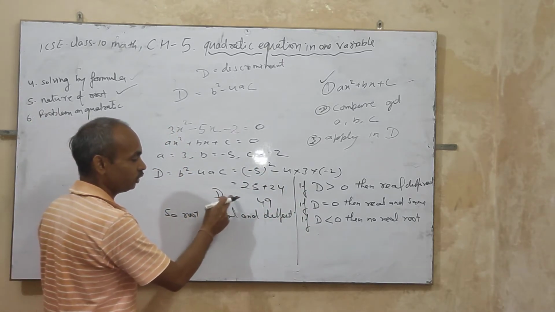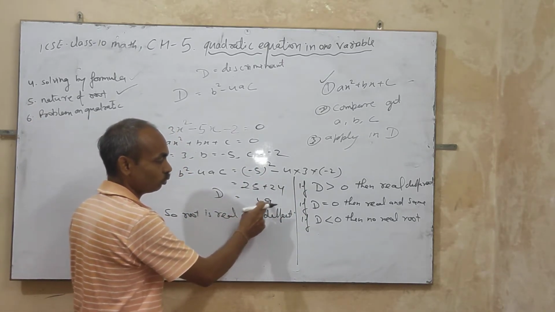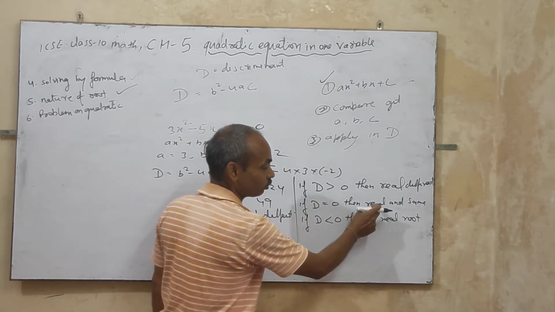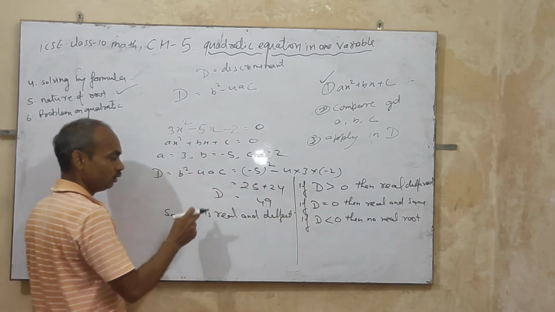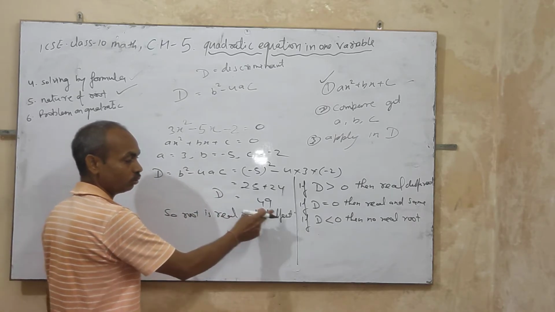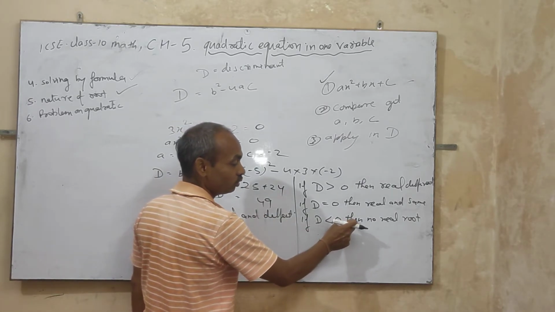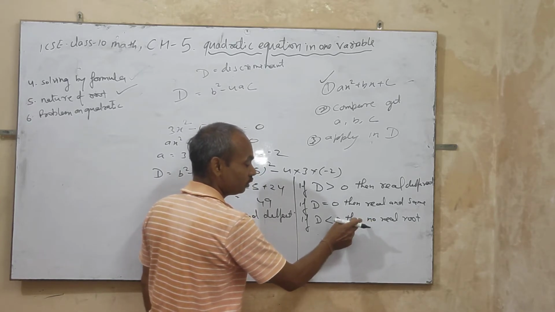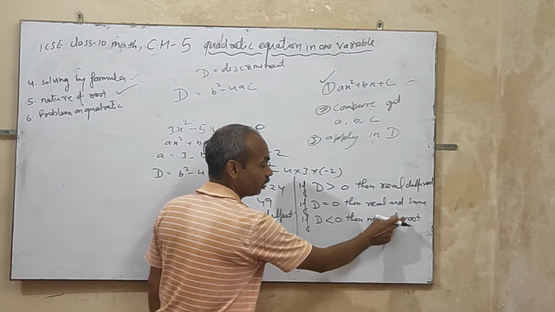If the value of D is equal to 0, then what is the nature of root? Real and same. If the value of D is negative, it means less than 0, then what is the nature of root? The nature of the root is no real root.